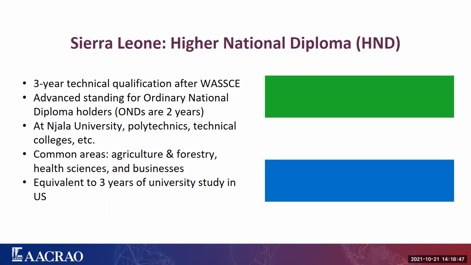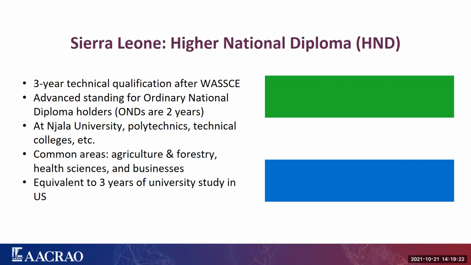So we're going to stay in West Africa, but look specifically at the country of Sierra Leone, the Higher National Diploma. The HND is actually a 3-year technical qualification after the high school credential, again, the West African Senior School Certificate Examination. And for ordinary national diploma holders, they are able to get advanced standing and just complete the 3rd and last year of the HND. But overall, it does represent 3 years of university level study.